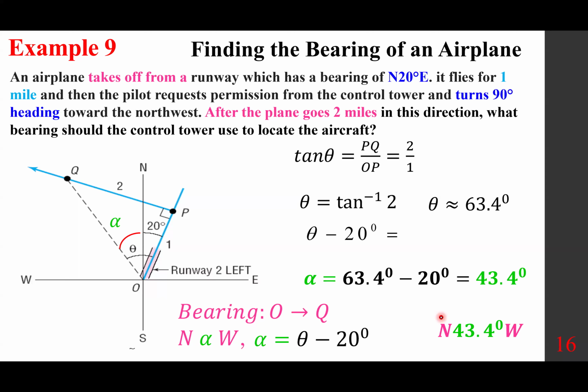A quick recap. It's going to go north 20 degrees east, then it's going to make a 90-degree angle towards the west. Over here covers 1 mile, over here covers 2 miles. So 1 and 2, we can calculate the entire angle here called theta, subtract 20 degrees from it, gives you alpha, and therefore the direction.